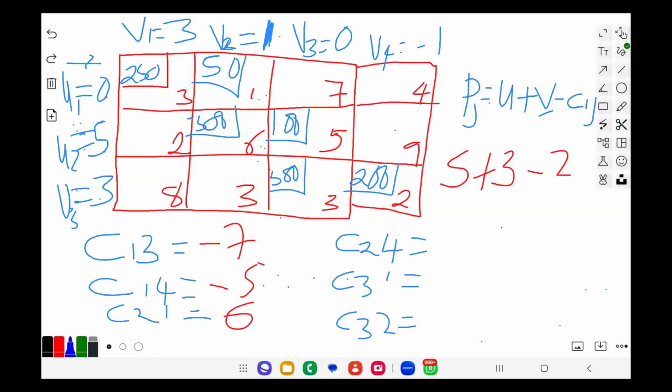Now C2, 4. So what is our U? Our U is still 5, isn't it? C2, 4 is this one.